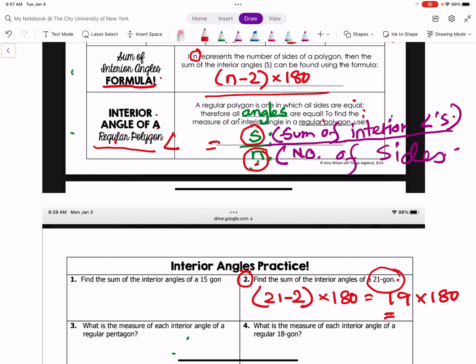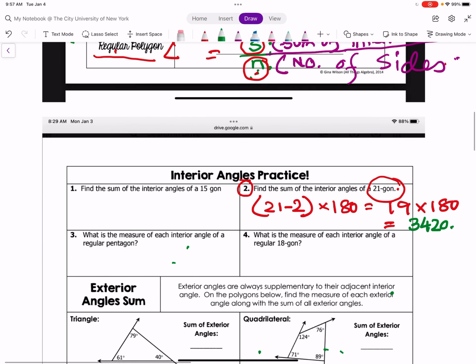Let me get my calculator and see how much it is. That should be giving us 36 something. 19 multiplied with 180 gives 3,420. Okay, so we get 3,420. So this is the way you can do this. Complete numbers 1, 3, and 4 as your classwork. Okay, this 1, 3, 4 is your classwork.